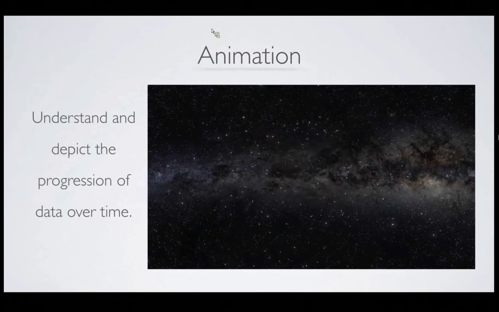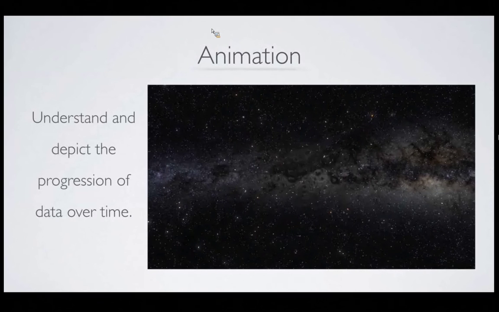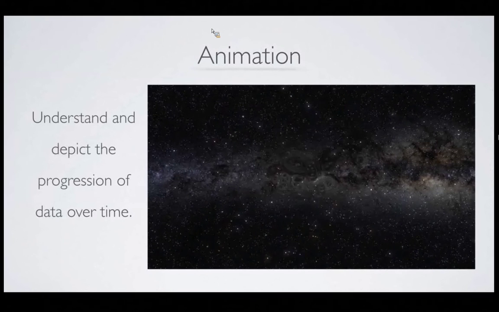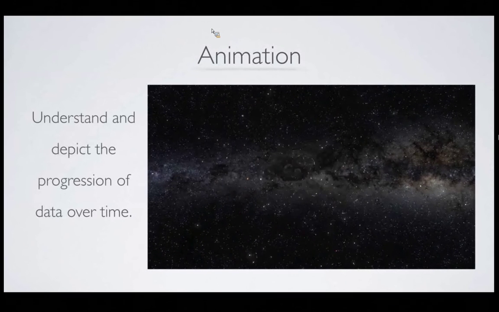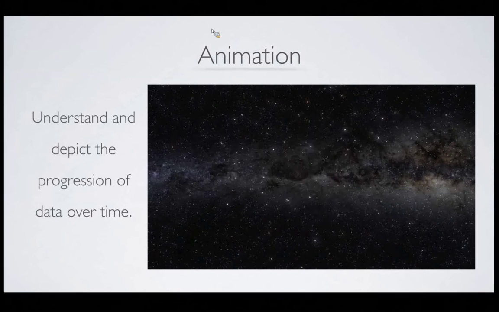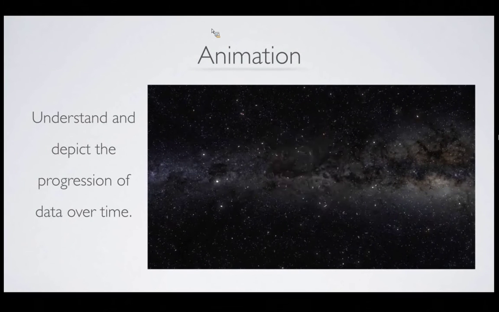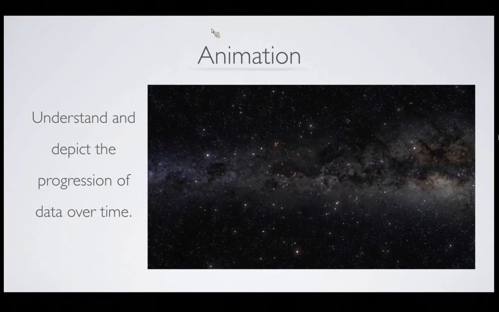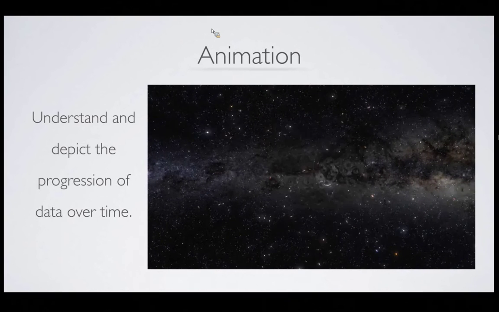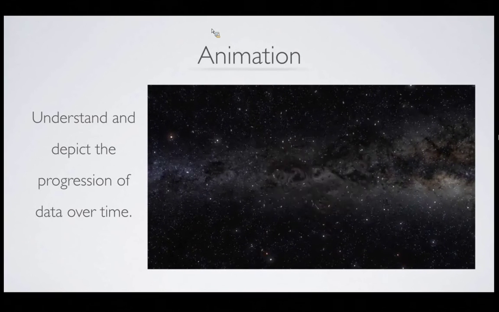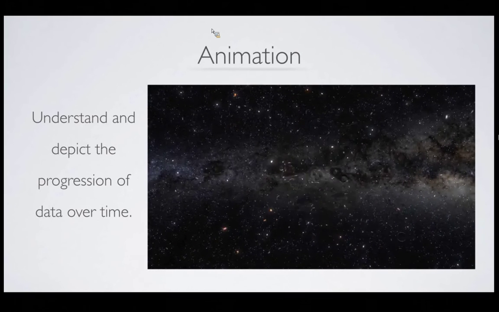So animation is the next progression of illustration, where with illustration we have a static image. Animation is a series of images that plays in sequence, and it helps us understand and depict the progression of data over time. And the movie that's playing right now is a good example of this, where we have an n-body simulation that we started with.